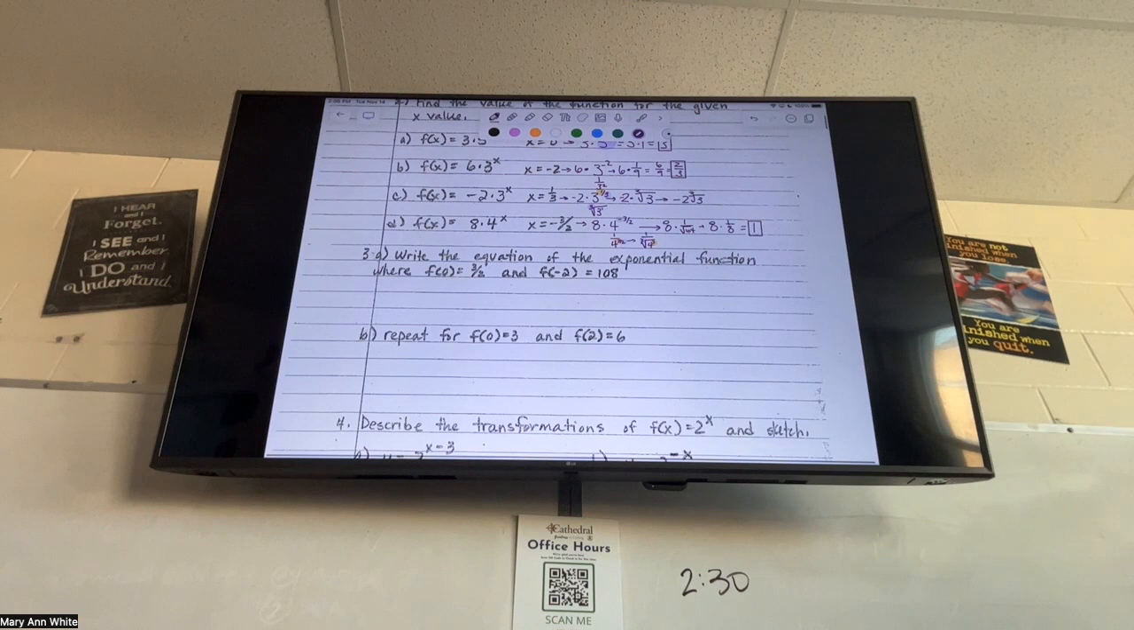Okay, this next one says, write the equation of the exponential function where f of 0 equals 3/2 and where f of -2 equals 108. Okay, these 2 problems are the same types of problems. These 2 problems are also a lot like the ones where I told you, find the linear equation of, find the quadratic equation of, find the polynomial equation of.